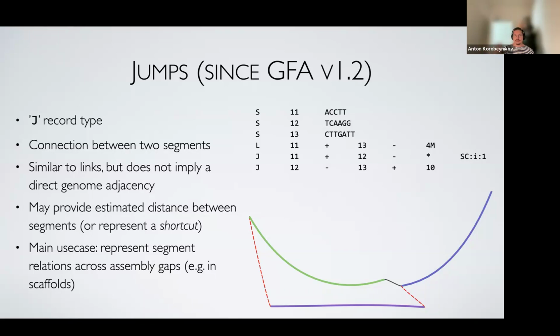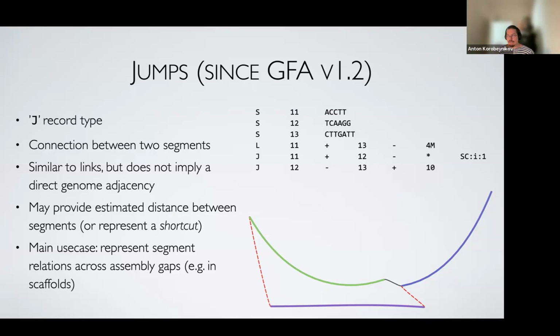Optionally, jumps may also provide an estimated distance on the genome between two different segments or represent a shortcut. For example, if there is some particular variation, like an insertion, and we want to keep that, let's say we have a diploid assembly, then we can have two links, but we can also represent a jump to say that, okay, this is the insertion, and we might jump over it if necessary. So in all, jumps represent segment relations across assembly gaps, for whatever reason the assembler produced that.